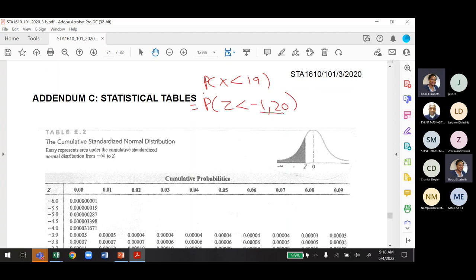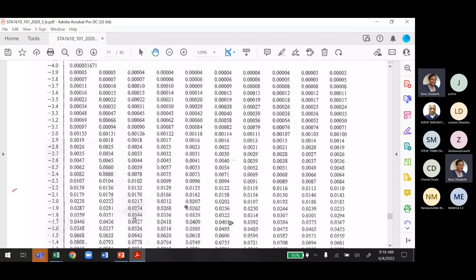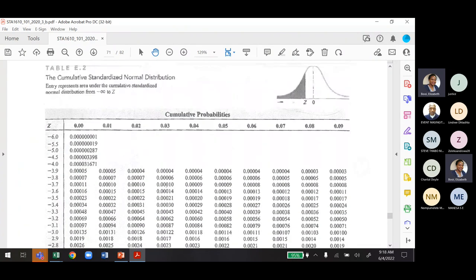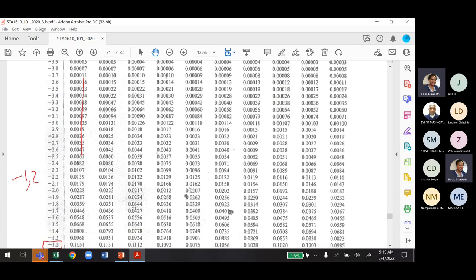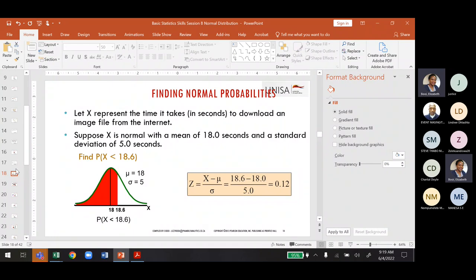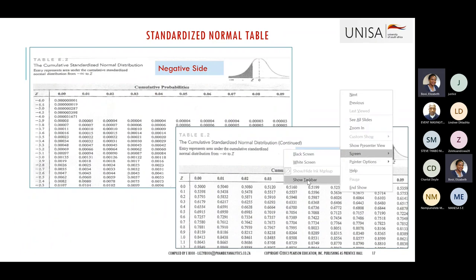Now we need to go to the table. Regardless of the shaded areas, ignore the shaded. The most important thing is whether the answer you got is negative or positive. If it's negative, like minus 1.2, we come to the negative side and look for minus 1.2 on this side of the table, and there we have found it. Then we go to the top to look for the last digit. You're only looking at the last digit on the table, and our last digit is 0, so it's the first column where they both meet. That is the probability, and that is the example that I have done with you right here.